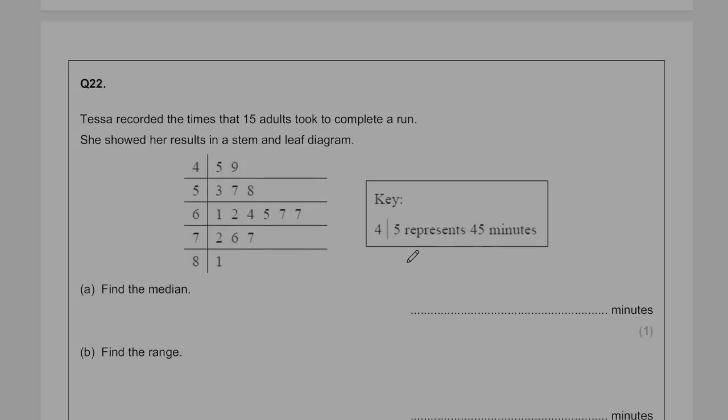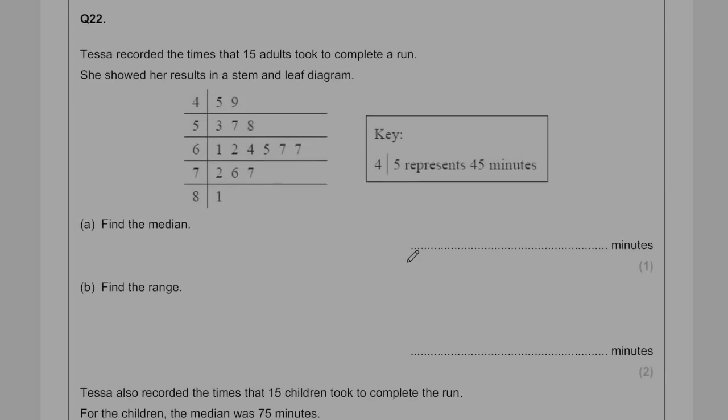Okay, question 22. Tessa records the number of times adults took to complete a run. She shows her results in a stem and leaf diagram. Find the median. So we've got 15. We can top and tail this. However, if we've got 15 and I add 1 and divide by 2, that would be 8. So I'm after the 8th value. The 8th value is 1, 2, 3, 4, 5, 6, 7, 8. So 64.